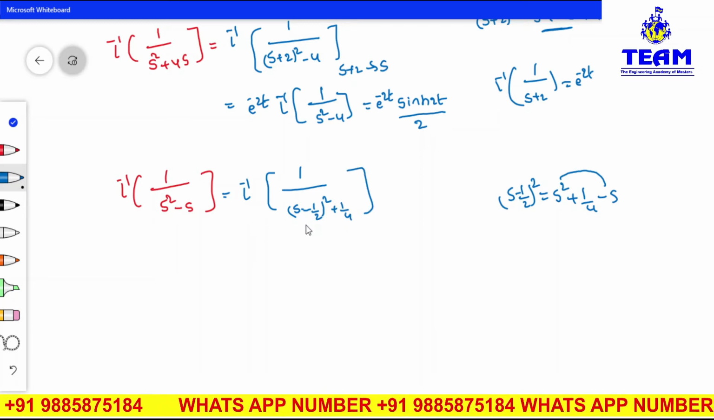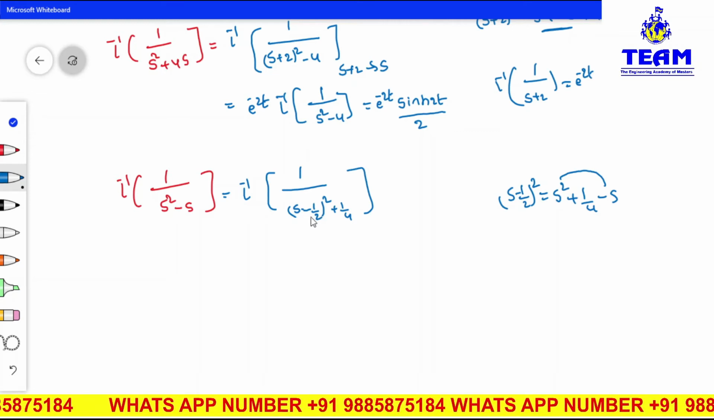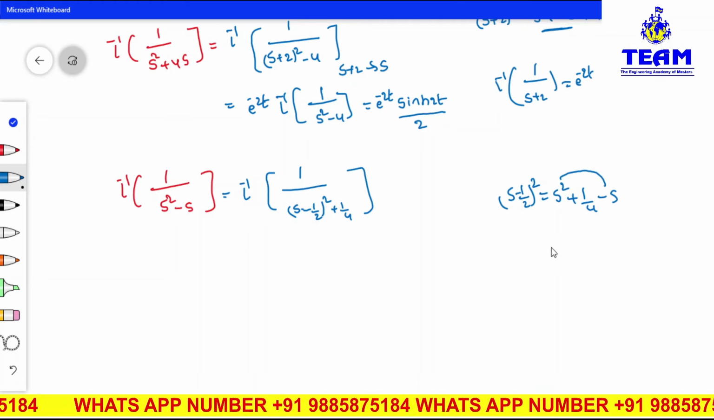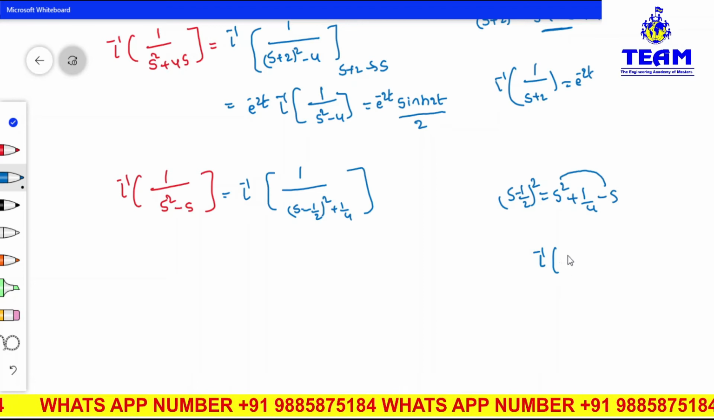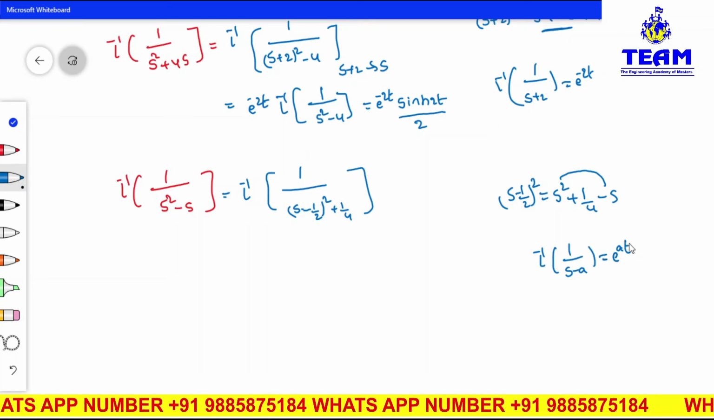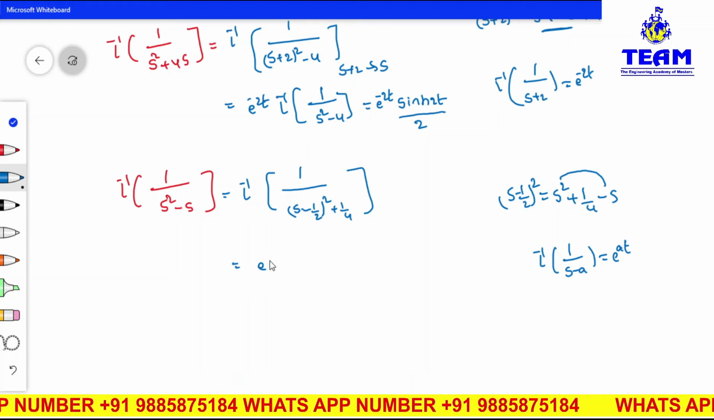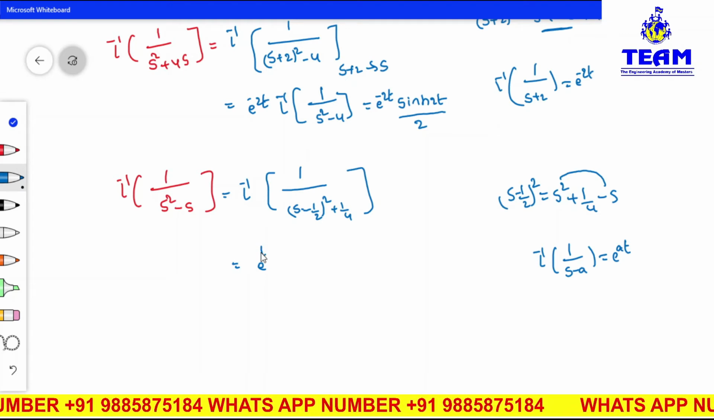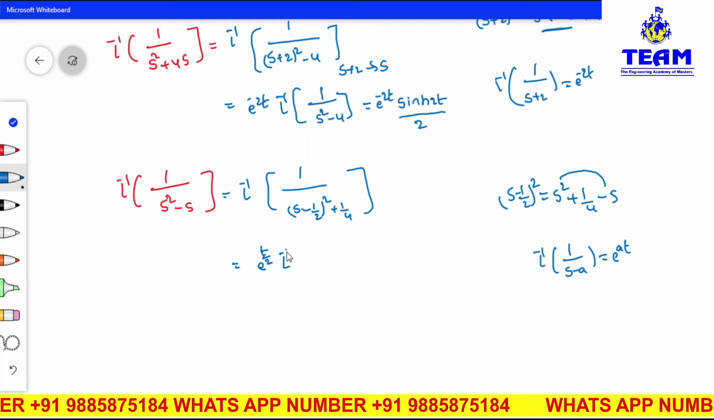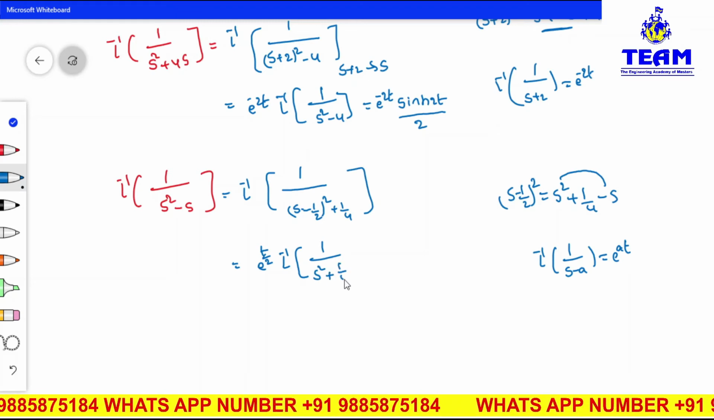So now you observe, friends, it should be like an s square plus a square form. But what do I have? An s minus a form. So apply the shifting theorem. We know that L inverse of 1 by s minus a is equal to e to the power of at. Here in place of a you have 1 by 2, so you can write e to the power of 1 by 2 into t, that is t by 2, into L inverse of 1 by s square plus 1 by 4.